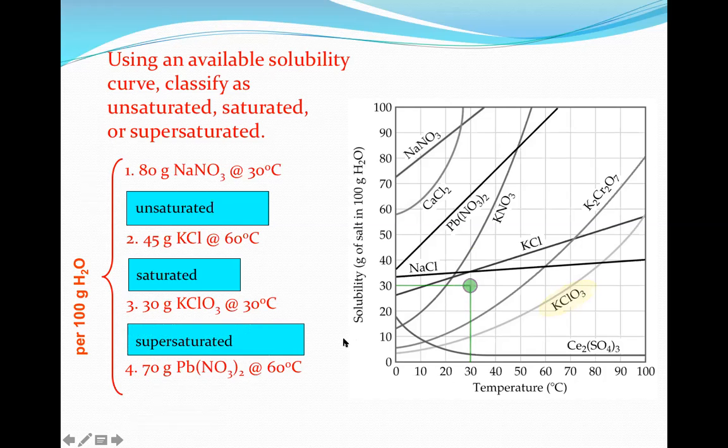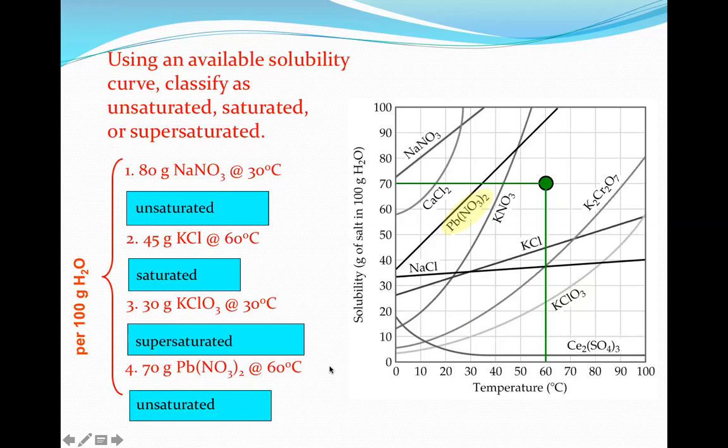And then the last one, let's look at 70 grams of lead nitrate at 60 degrees Celsius. So lead nitrate is right here. This is a really dark line. Okay. So let's find 60 degrees Celsius and 70 grams right there. Now as far as this line, I see that this line continues all the way up here. This point is below the line, so it is unsaturated.